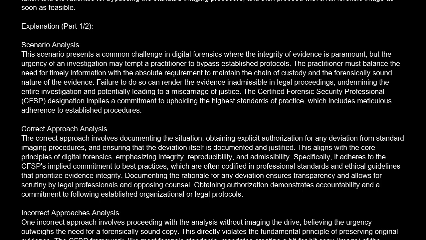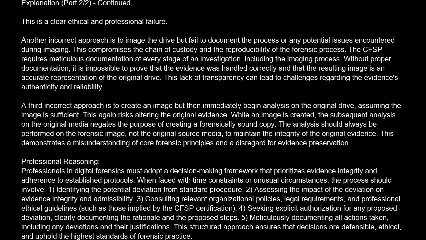Incorrect approaches analysis. One incorrect approach involves proceeding with the analysis without imaging the drive, believing the urgency outweighs the need for a forensically sound copy. This directly violates the fundamental principle of preserving original evidence. The CFSP framework, like most forensic standards, mandates creating a bit-for-bit copy, image, of the original media before any analysis is performed. This ensures that the original evidence remains unaltered, protecting its integrity and admissibility. Failing to image the drive means the original data could be inadvertently modified or destroyed during analysis, rendering it useless in court. This is a clear ethical and professional failure.